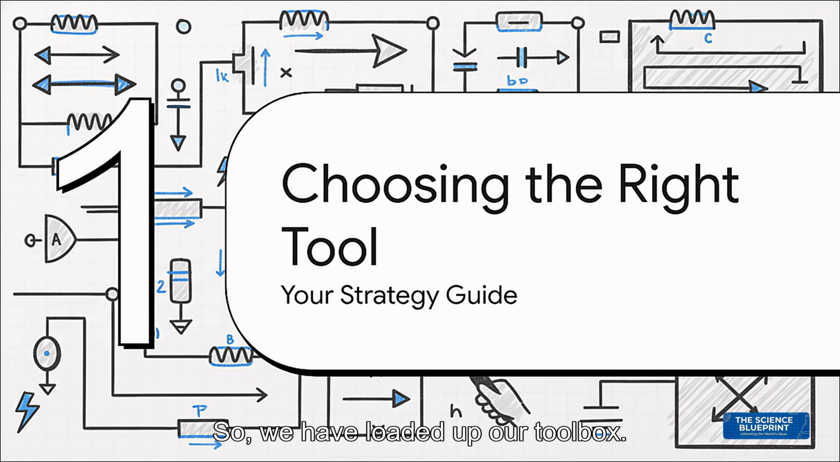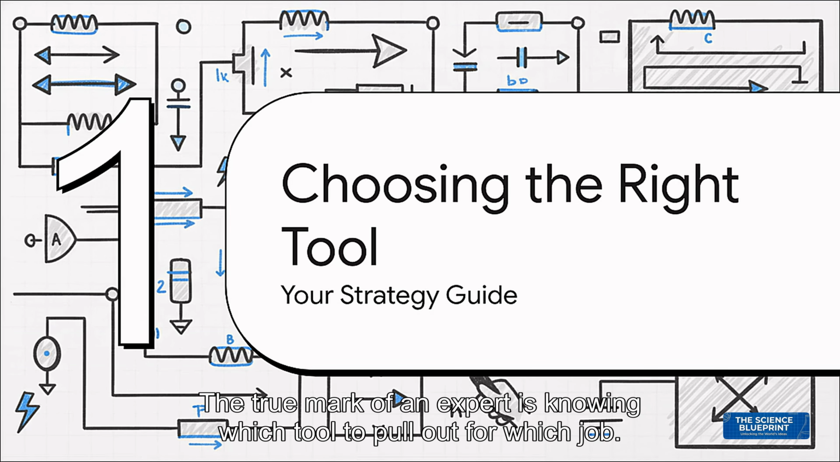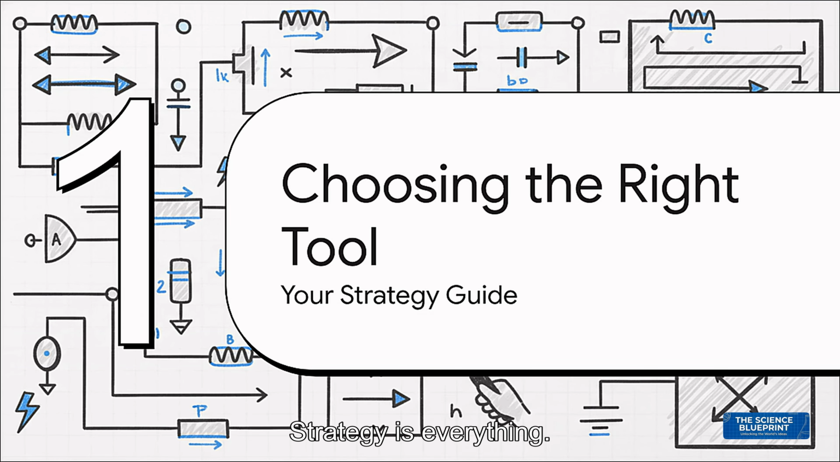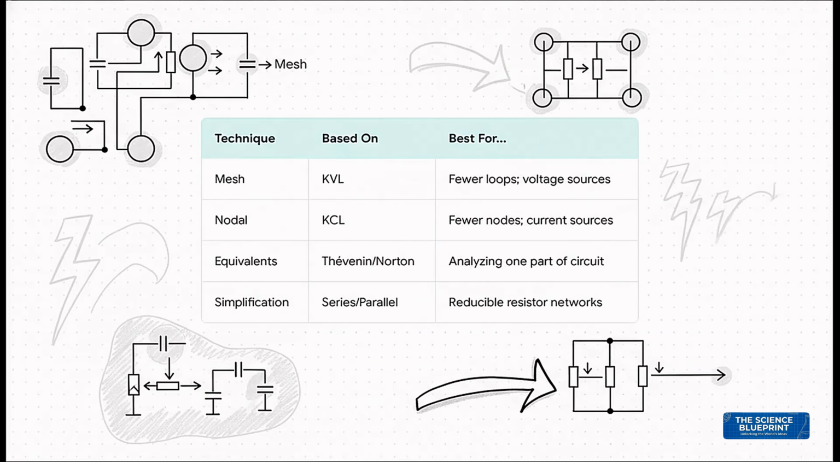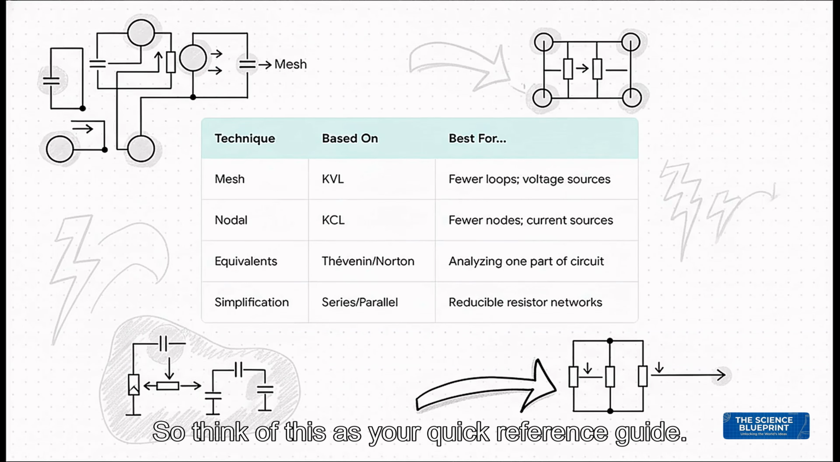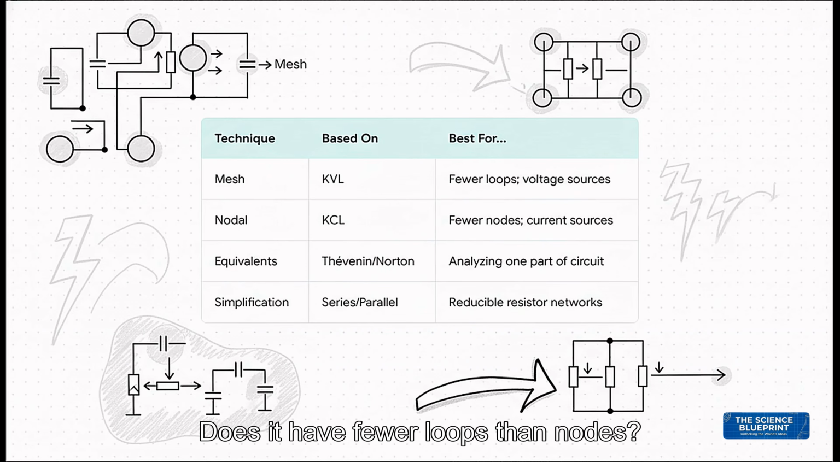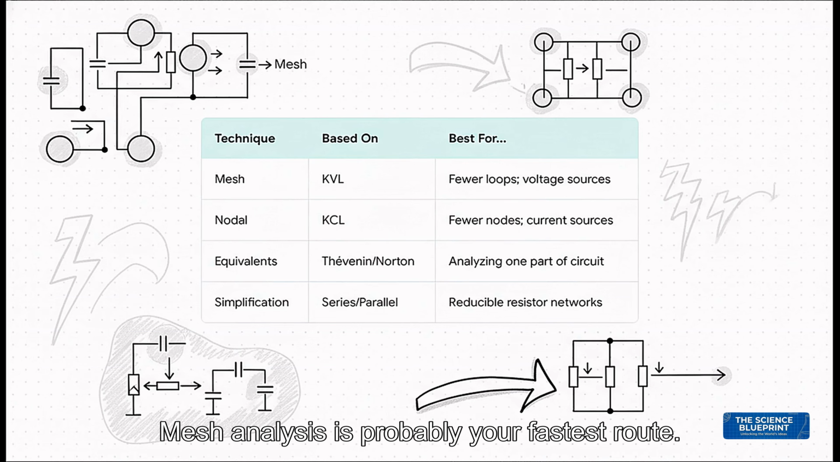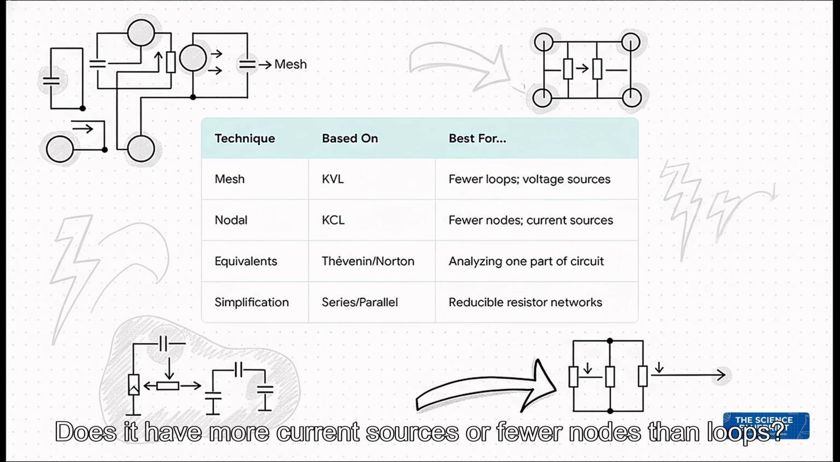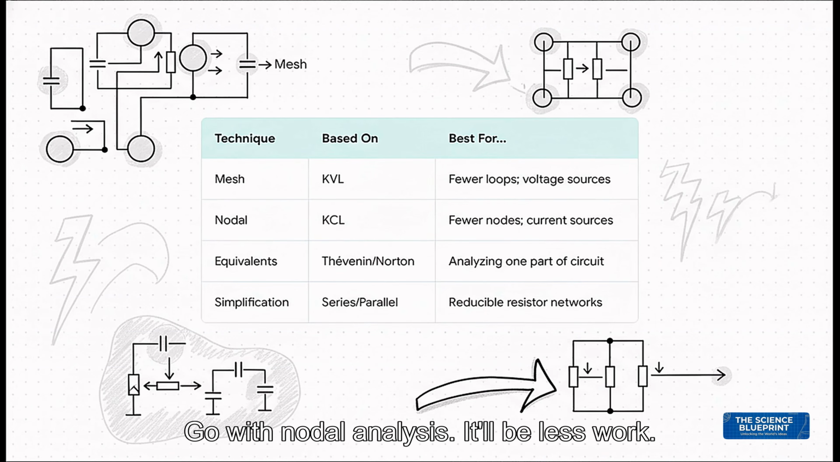So, we have loaded up our toolbox. We've got fundamental laws, power tools, special attachments, and simplification tricks. But having great tools is only half the battle. The true mark of an expert is knowing which tool to pull out for which job. Strategy is everything. So think of this as your quick reference guide. Before you start any problem, just take a second to look it over. Does it have fewer loops than nodes and a lot of voltage sources? Mesh analysis is probably your fastest route. Does it have more current sources or fewer nodes than loops? Go with nodal analysis. It'll be less work.